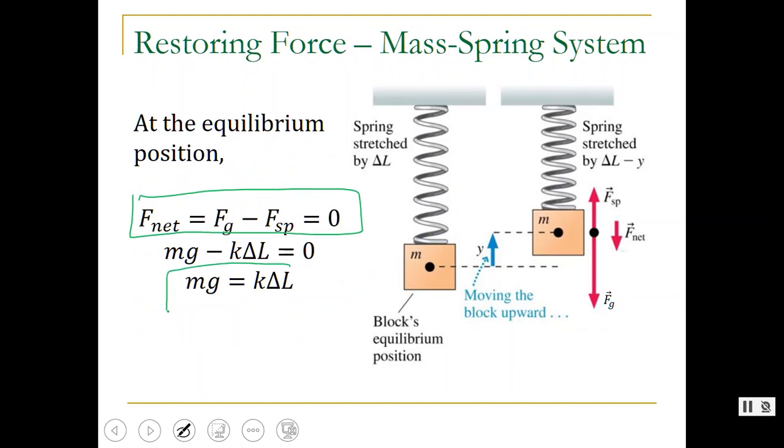So we can write an expression that tells us that mg is equal to k delta L, where delta L is this original stretch. Okay, so this is the original stretch here, delta L. So remember that.